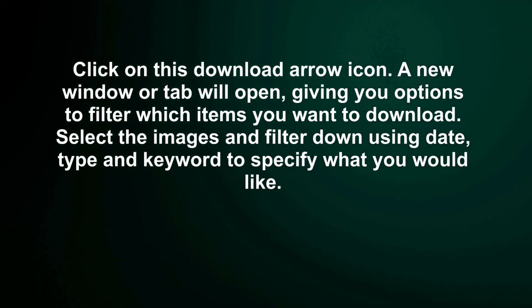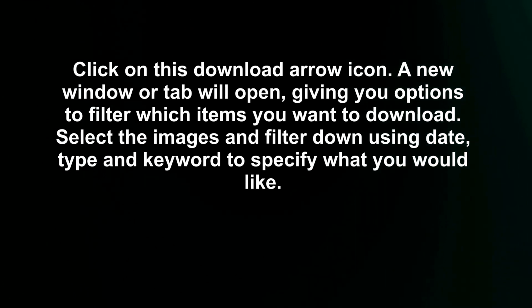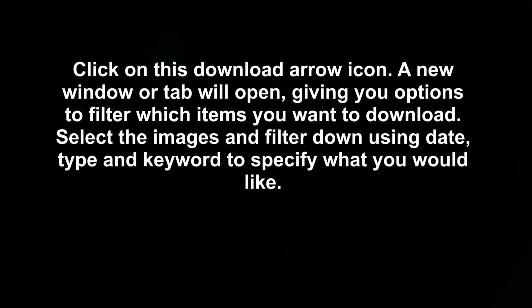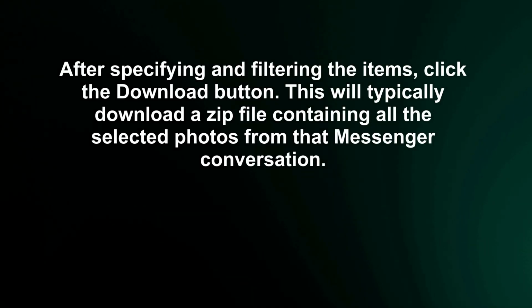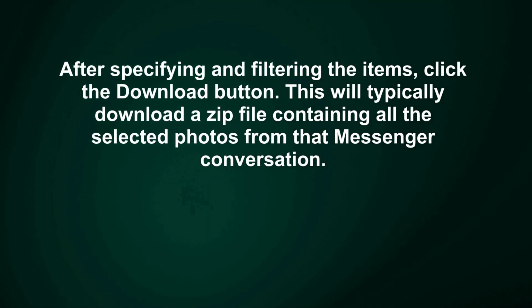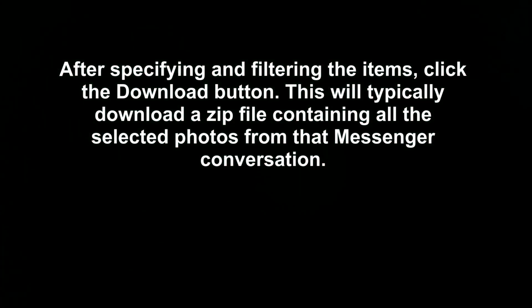A new window or tab will open, giving you options to filter which items you want to download. Select the images and filter down using date, type and keyword to specify what you would like. After specifying and filtering the items, click the download button. This will typically download a zip file containing all the selected photos from that Messenger conversation.